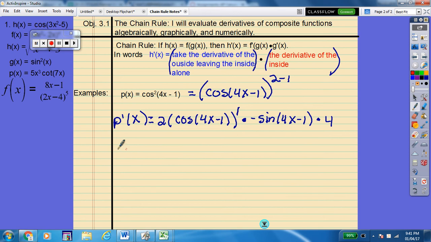Making this pretty would be the derivative of p of x. It's all multiplication, so I'm going to have the 4, the negative, and the 2. So it would be negative 8. And I have cosine of 4x minus 1, and I'm not going to write the power of 1, it's not needed. But I am going to include that sine of 4x minus 1. So here's an example where you had to apply the chain rule twice because there were really 3 layers instead of just one.